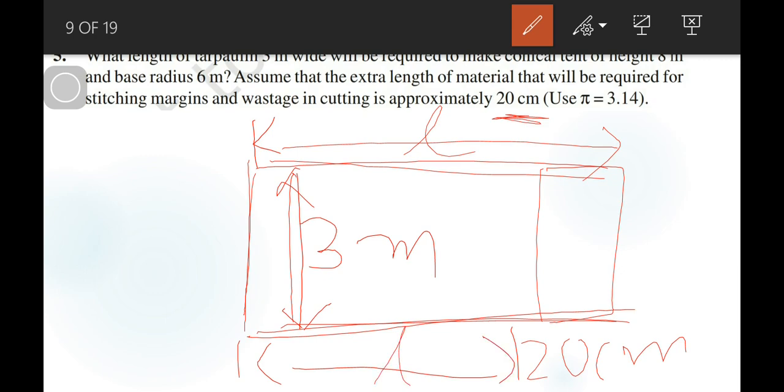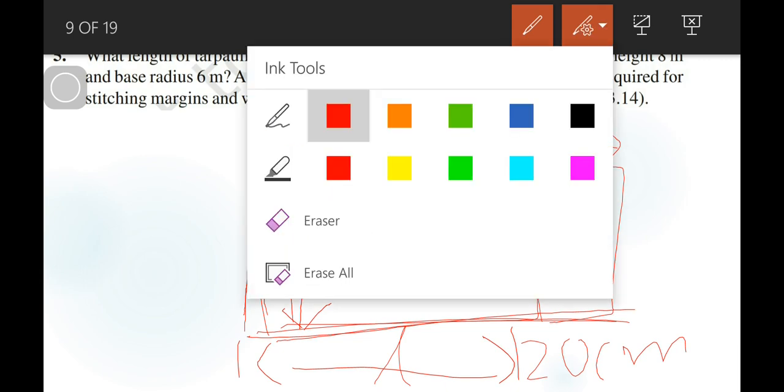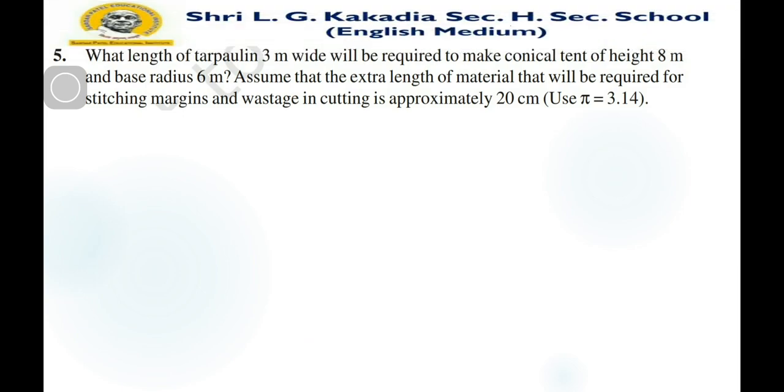To find this length, the curved surface area is equal to the area of this rectangular tarpaulin. So first we find the curved surface area and we put it equal to the length into the breadth of this rectangle, and after that we find the length of this tarpaulin. So we get the solution of this example.